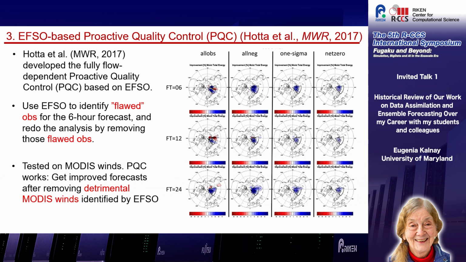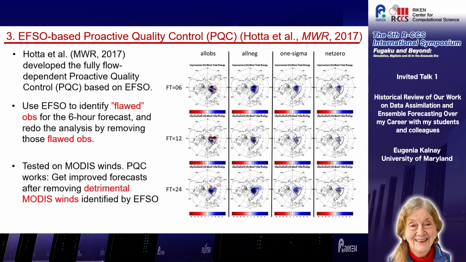In addition to the basic application of EFSO, we advanced it further. EFSO can identify which observations degrade the forecast. One idea was that we can redo the analysis by not assimilating those flawed observations. Then the forecast should be improved. We named this procedure Proactive Quality Control, or PQC.